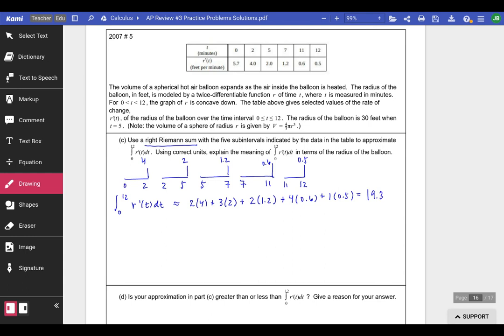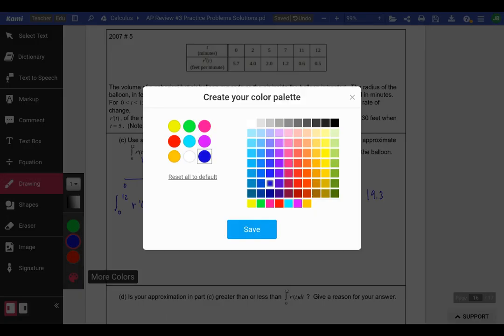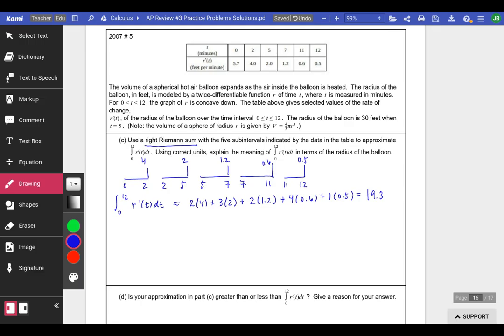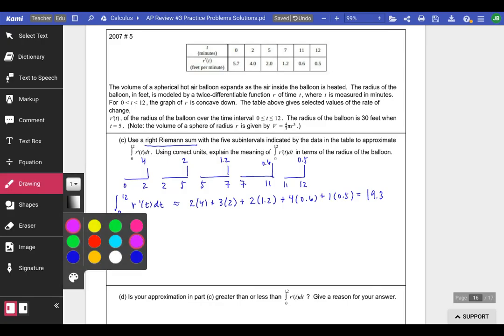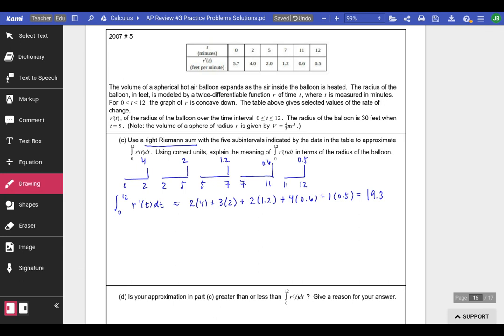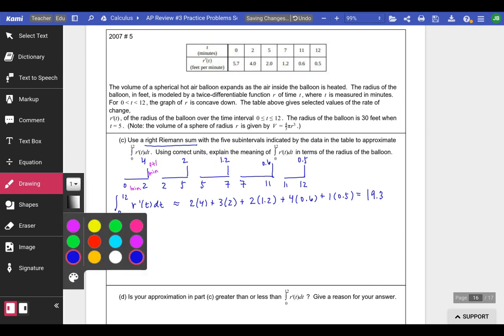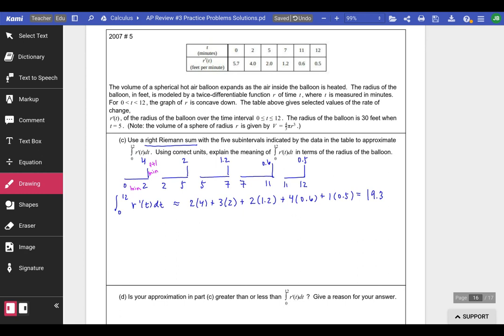Again, if we think about our units here, our units were minutes, and then we had times feet per minute. So when we multiply those out, the units on our answer should be feet. So 19.3 feet is the approximation.